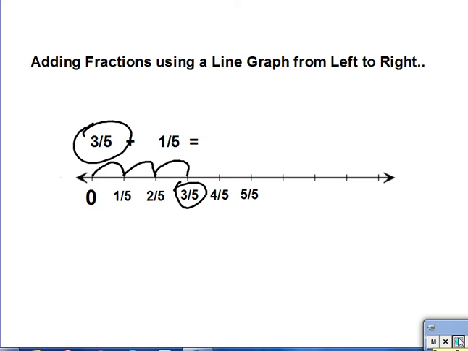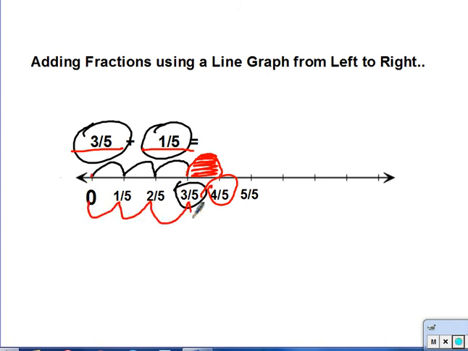Now let's identify our second addend, 1/5. Let's add this to our first addend like so. 3/5, 1/5. When we add our first addend, 3/5, with our second addend, 1/5, our sum would equal 4/5. 1, 2, 3, 4.